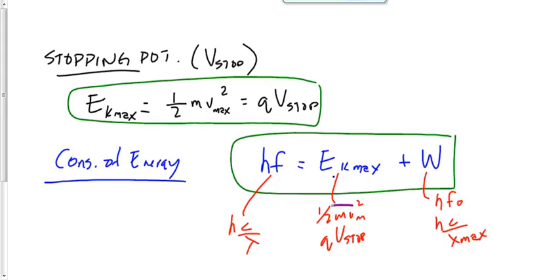Good. Whenever we're using 1/2 mv squared or QV stop, we've got to use joules. Now, if you're just saying hf is equal to EK plus W, you can use electron volts. EK doesn't have to be in joules, but if you're introducing 1/2 mv squared or QV stop, it does have to be in joules.